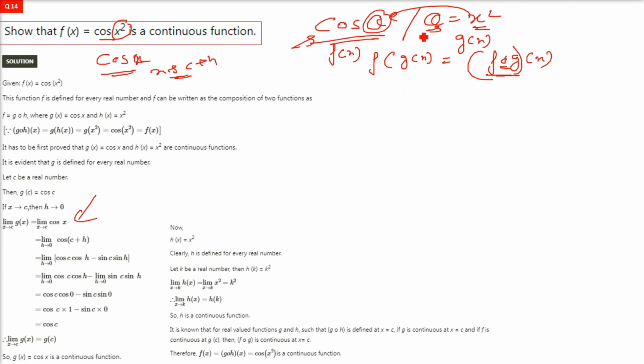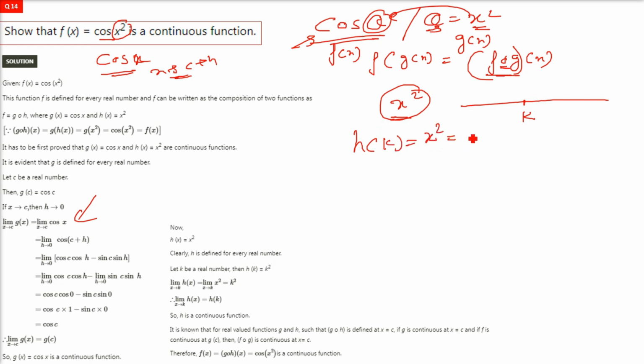Now we have to come to this x². We know already that x² is a polynomial function and it will be continuous, but it's not like that, you have to prove it. So sin x and cos x we have already seen. When x² is continuous and cos x is continuous, then cos x² will be continuous. So you have to take them separately. Take any number line, because h(x) = x² is defined for every real number. So let us take k, or any c. We have already taken c, so let us take k.